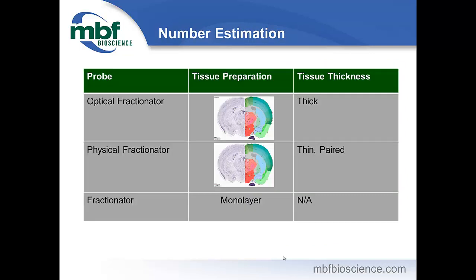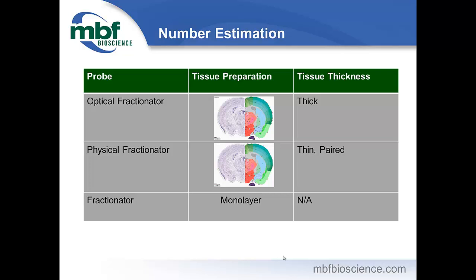Okay. So let's summarize estimating number with stereological probes. So for the optical fractionator, you can have your tissue prepared in any orientation. However, those tissue sections should be thick. The optical fractionator is very efficient because it's much faster to focus up and down at any given sampling site than to do it on more sites on more sections, which is what you need to do for the physical fractionator, where you only have 2 planes that you're making a determination about.